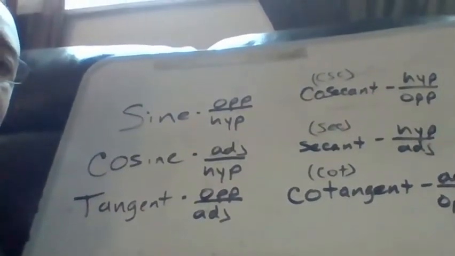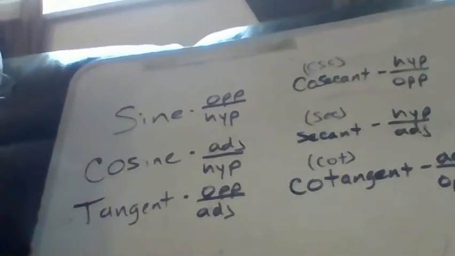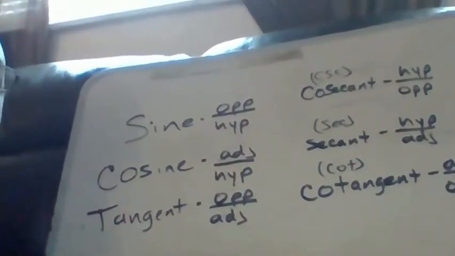So y'all just remember these ratios, okay? For sine, cosine, and tangent, cosecant, secant, and cotangent.